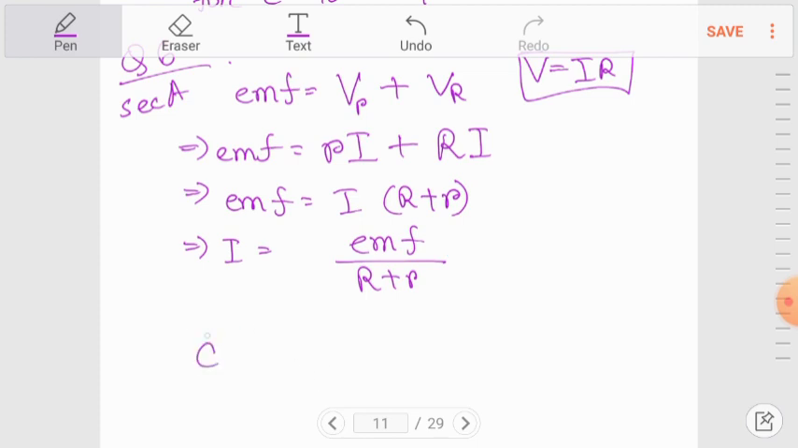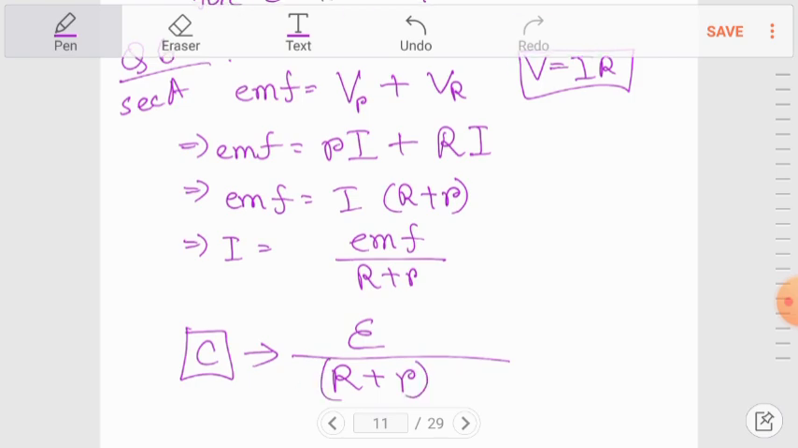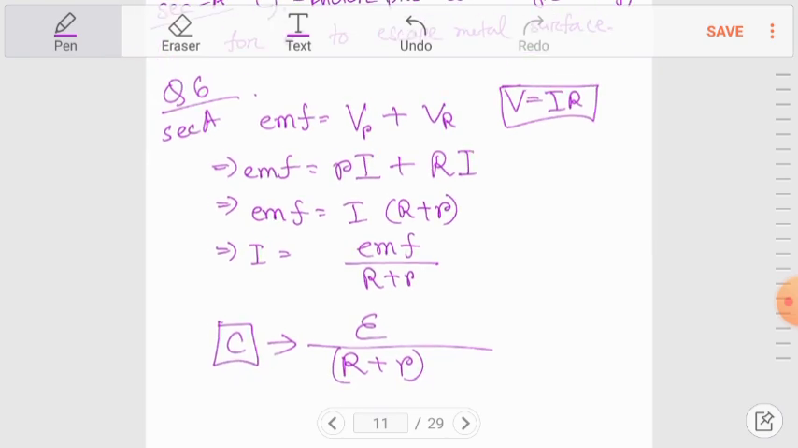So option C is the correct answer. The formula provided in option C will give you a value for the current in the cell. EMF equals I times R plus internal resistance. And this was the working for question number 6. I hope question number 6 was clear.